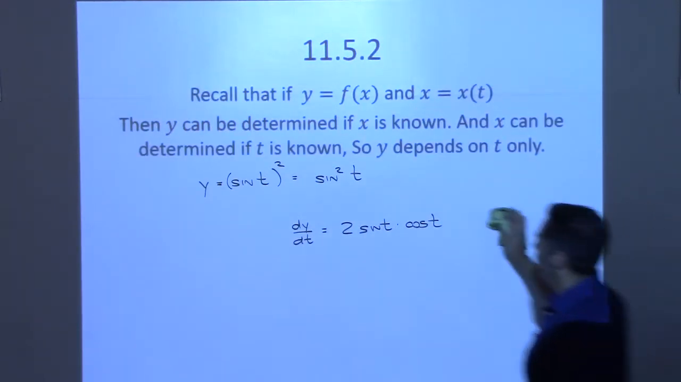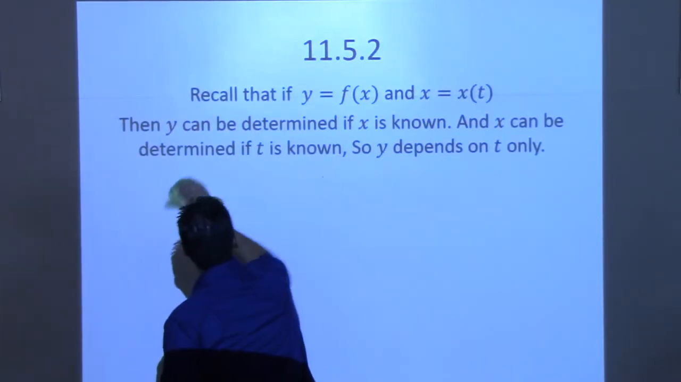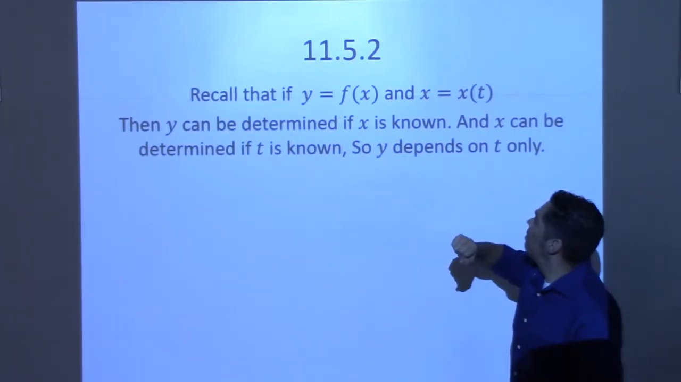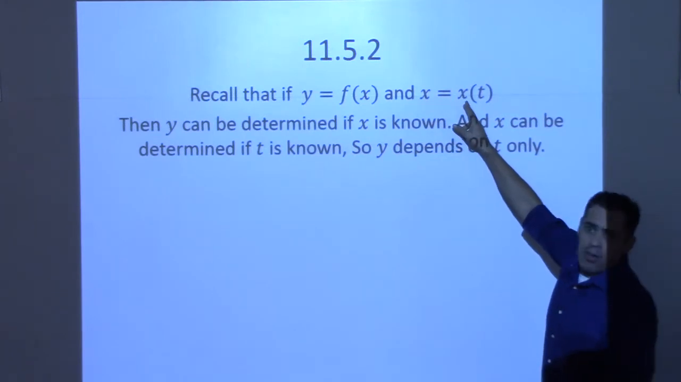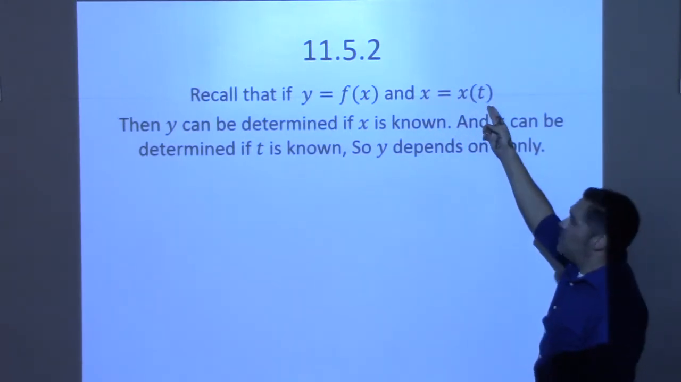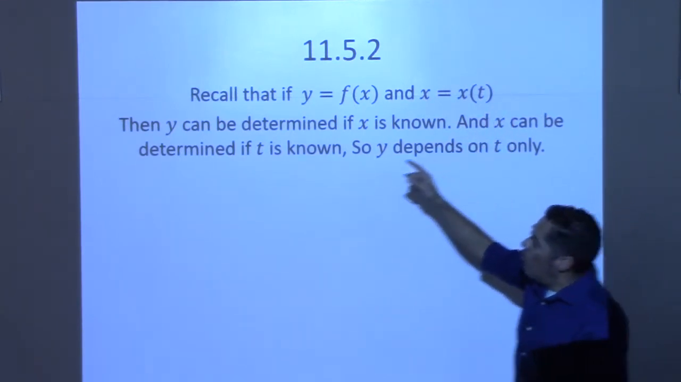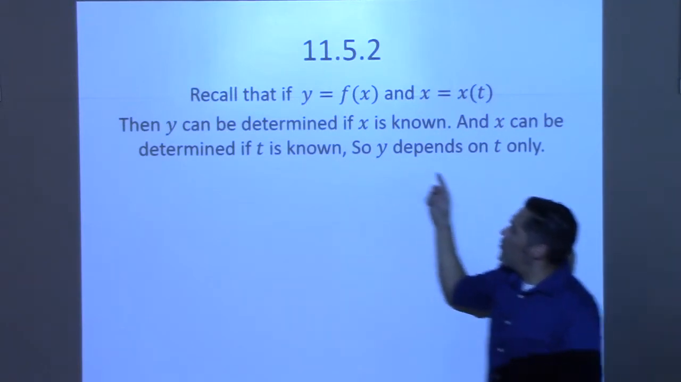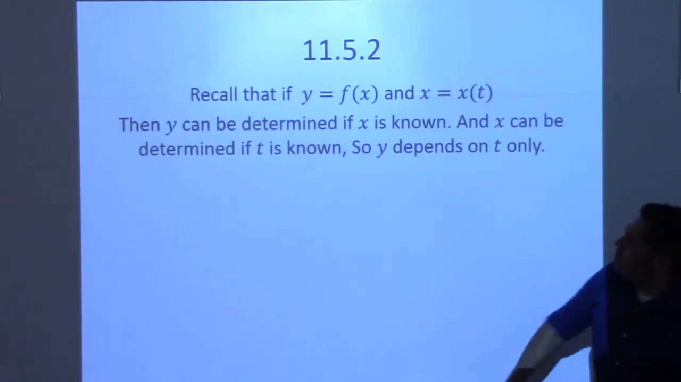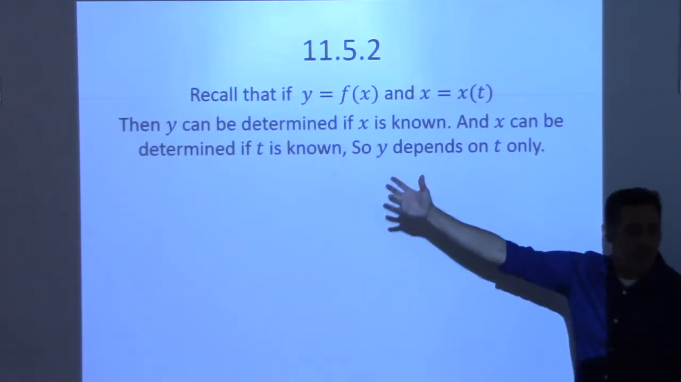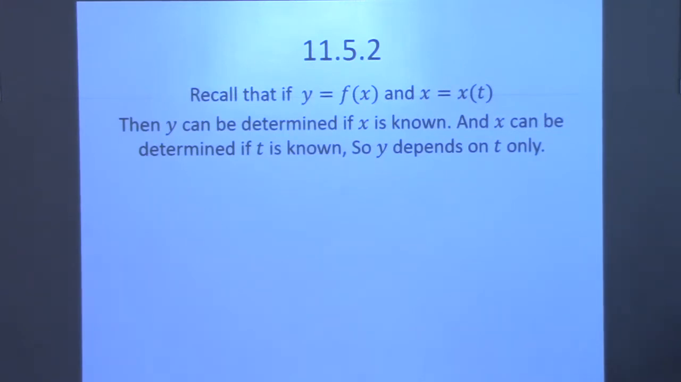So in that problem that we just did, notice that y was a function of x, and x, I'm not going to call it f, I'm just going to call it x, is some function of t. Then y can be determined if we know x, and x can be determined if we know what t is, right? So y ultimately depends on t. You give me t, you give me a little change in t, and I can determine the change in y. So visually, it looks like this.